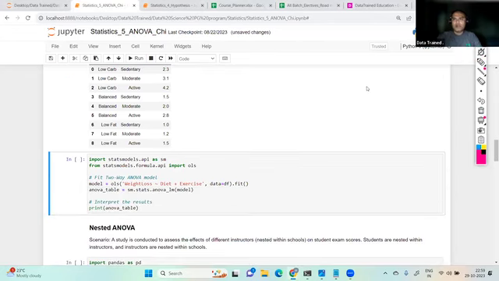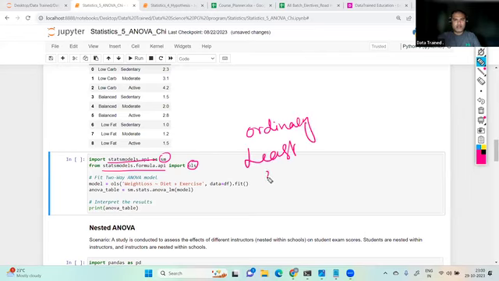Then we'll import ANOVA here. First, we'll import statsmodels, right? It is a little lengthy, but we don't have another choice here. statsmodels.api as sm. Then from statsmodels.formula.api, we'll import ols. OLS is nothing but the ordinary least squares method.